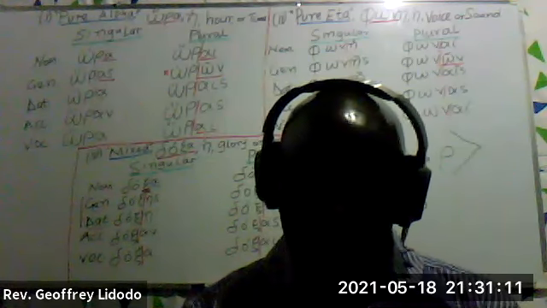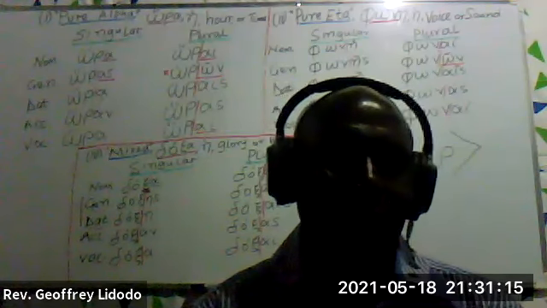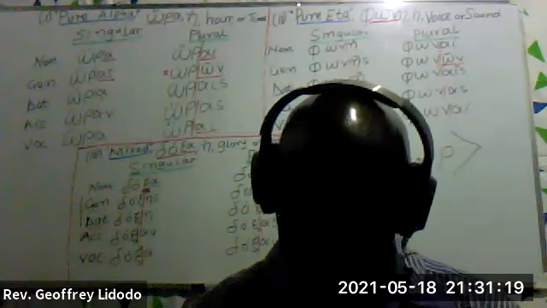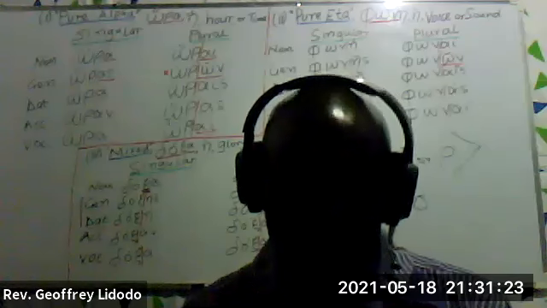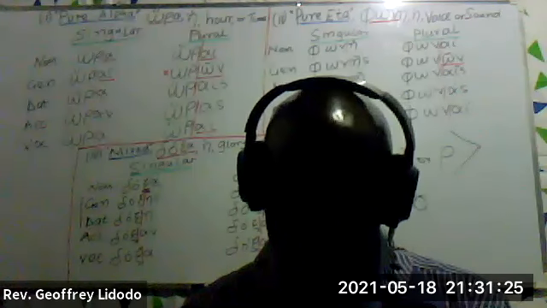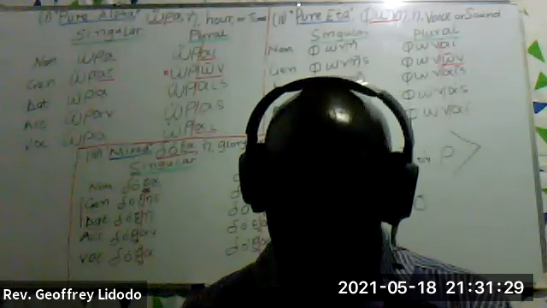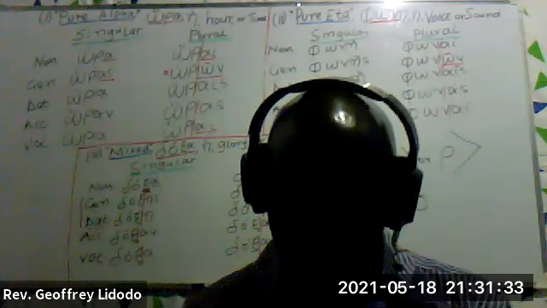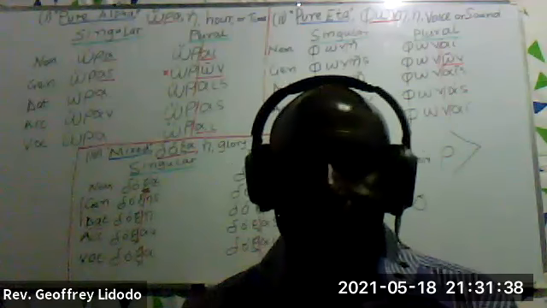And then God with a definite article has a reference to God, our creator. And then we have curios. Curios means Lord, Master, and Owner.